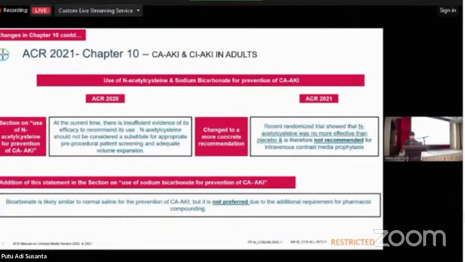for the use of N-acetylcysteine, in 2021, it is changed to a more concrete recommendation that it is not recommended due to it not being effective compared to placebo. And also for sodium bicarbonate, it is not preferred because the efficacy is similar to normal saline, but it requires additional compounding from the pharmacist.